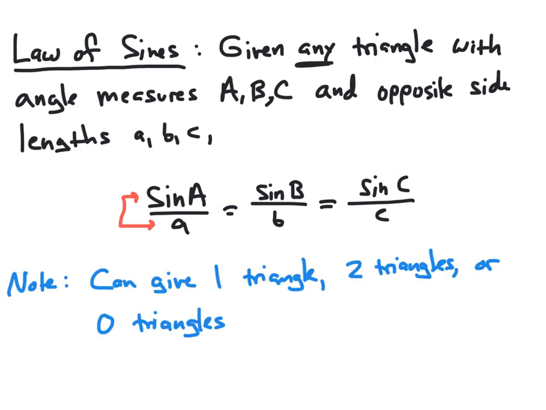One important note with the law of sines is that depending on the angle measures and side lengths that we are given, it's possible to have one triangle, two triangles, or no triangles at all that satisfy our initial information. And so it's always going to be important to check whether we have a single or possibly a second triangle that match our given information.